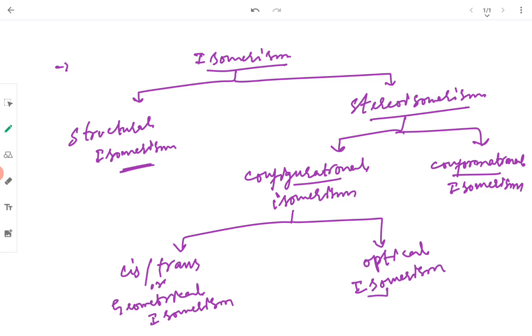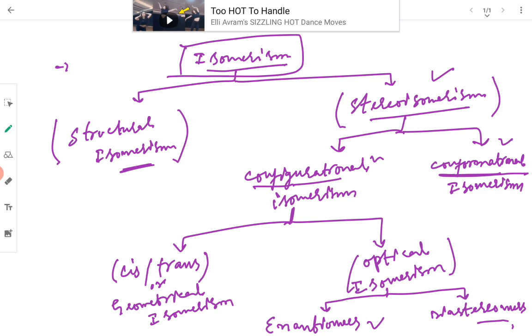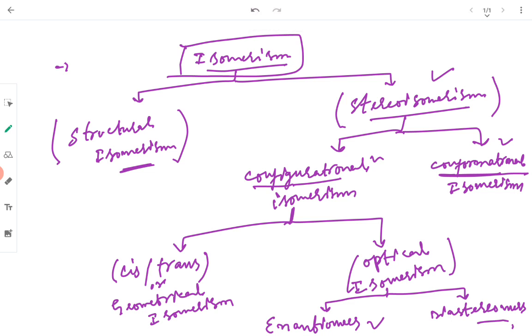Now this optical isomerism can be of two types. Optical isomers can be of two types. One type is known as enantiomers, and another type is known as diastereomers. So this is a broad classification of isomerism. First, there are two types: structural isomerism and stereoisomerism. Stereoisomerism can be divided into two types: configurational isomerism and conformational isomerism. Configurational isomerism is further divided into two types: cis-trans isomerism or geometrical isomerism, and optical isomerism. And optical isomerism can be of two types: enantiomerism or enantiomers, and diastereomerism or diastereomers.